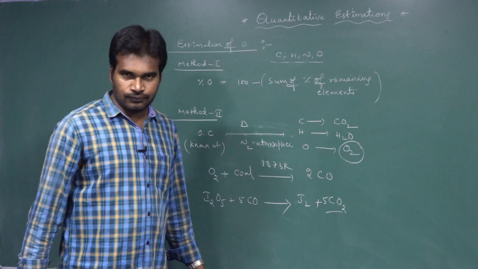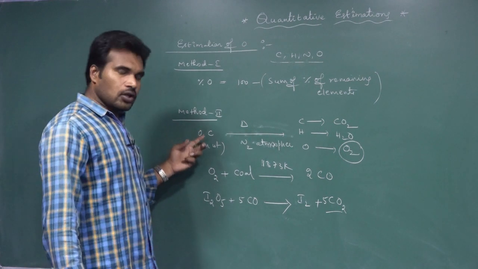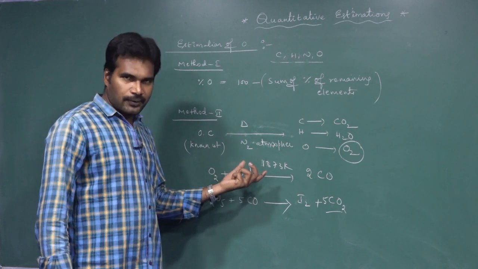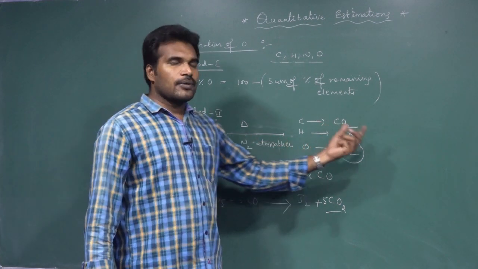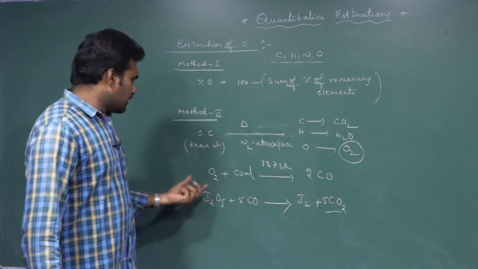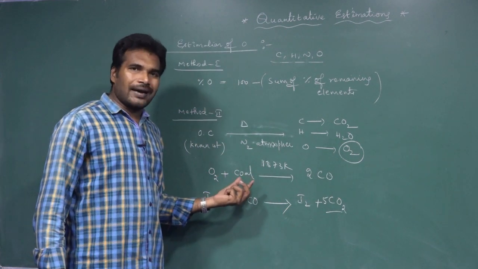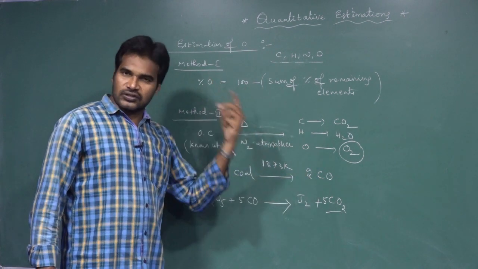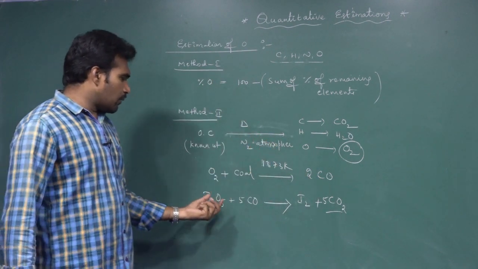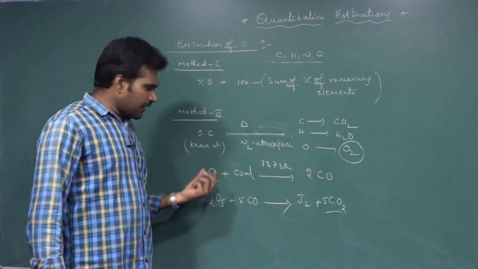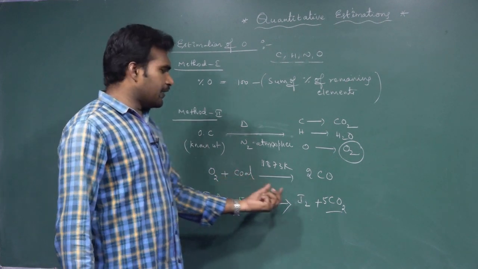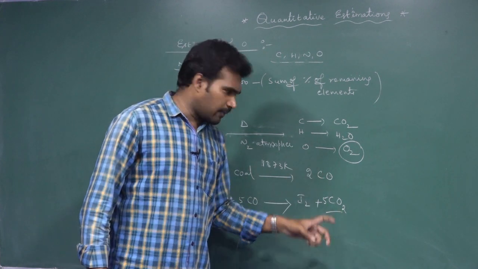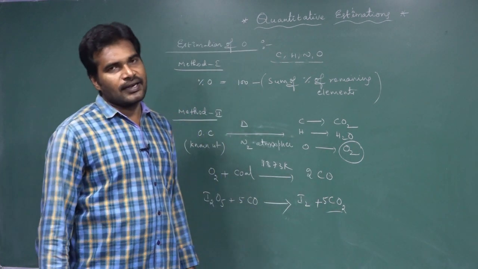of oxygen. So once again, take the known weight of organic compound and heat it in the presence of nitrogen atmosphere, then the oxygen comes out as O2 gas. When this O2 gas passes through coal at the temperature of 1373, we get carbon monoxide. It acts as a reducing agent. When we send this carbon monoxide through iodine pentoxide, it reduces the iodine pentoxide into iodine and is oxidized to carbon dioxide. By using the weight of carbon dioxide, we can calculate it.